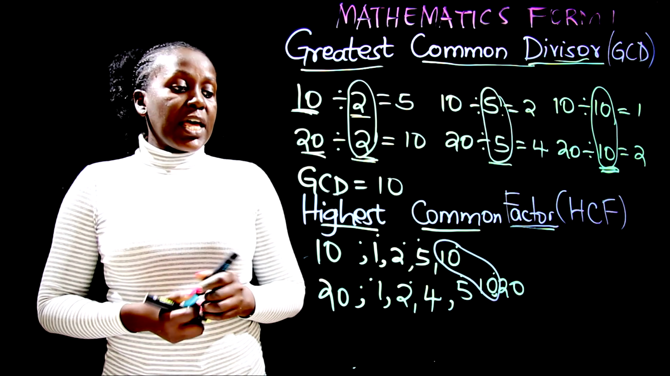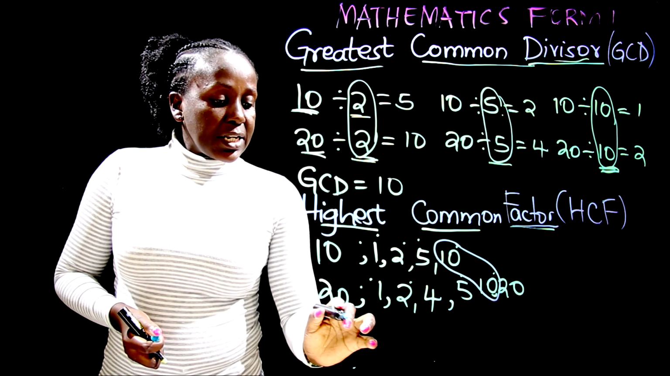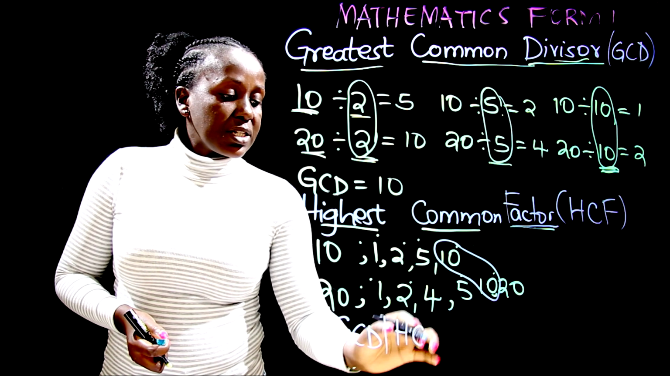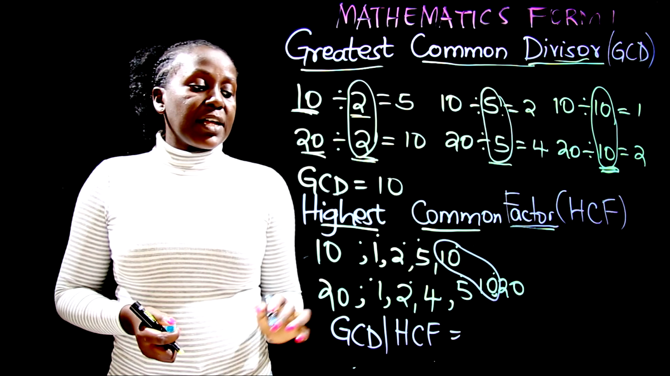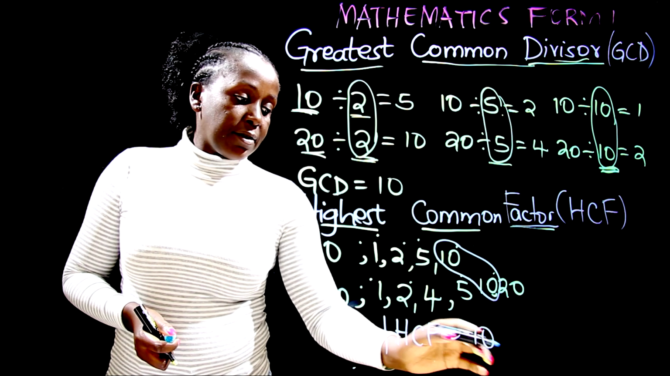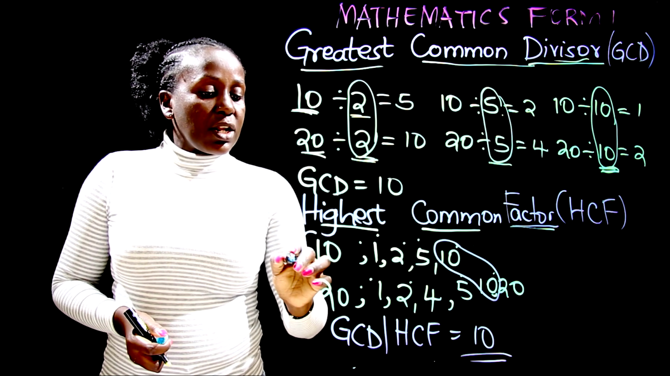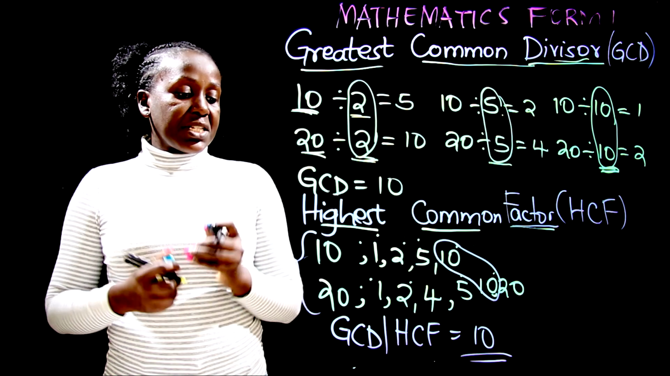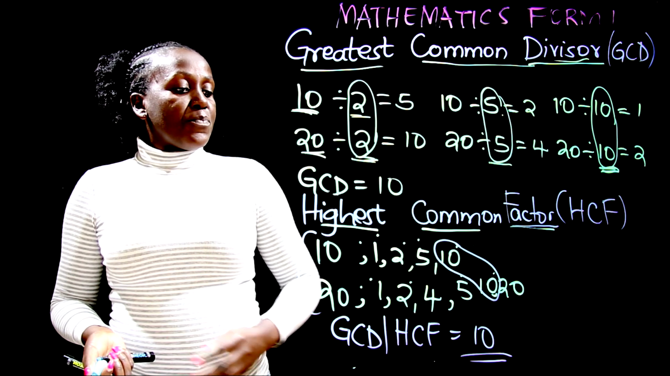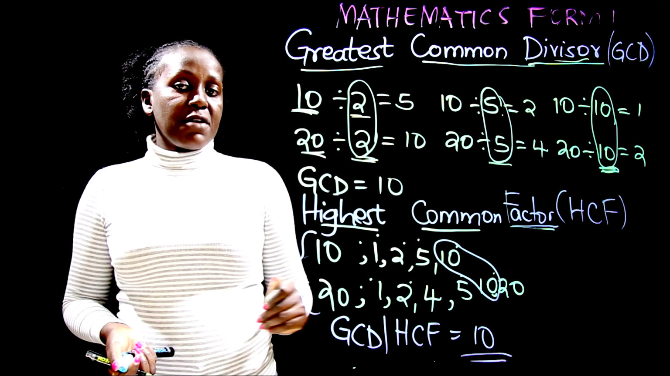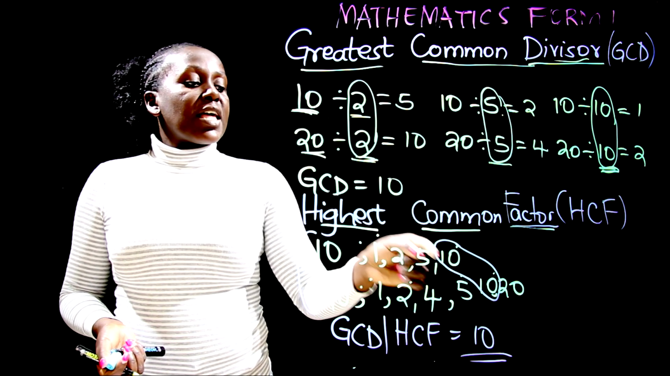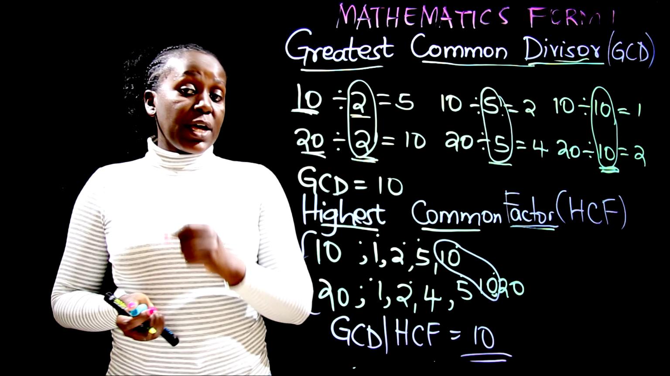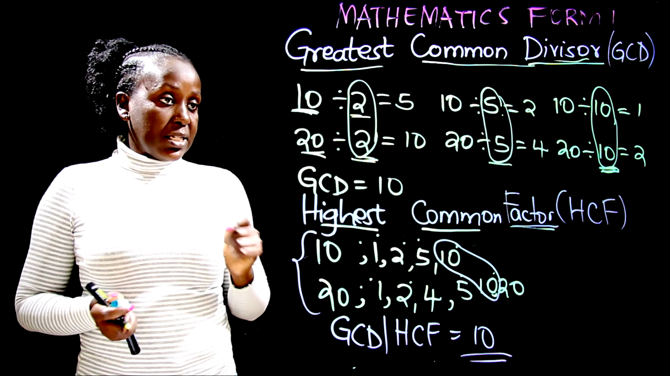Therefore, the G.C.D or the HCF of 10 and 20 is 10. Okay? Now this actually makes up one of the methods of looking for the G.C.D. All you need to do is to list the factors of the numbers and then identify the highest common factor. And that way you will have gotten the G.C.D.